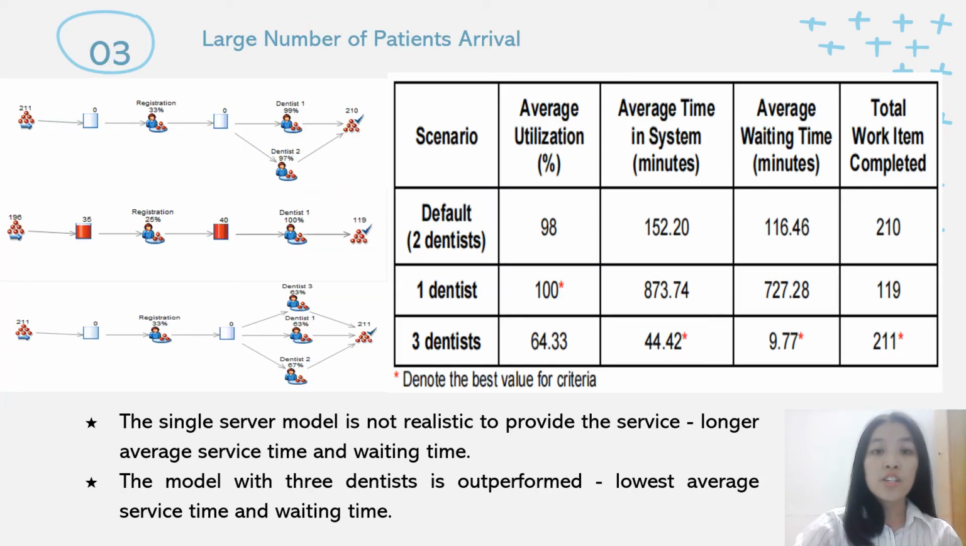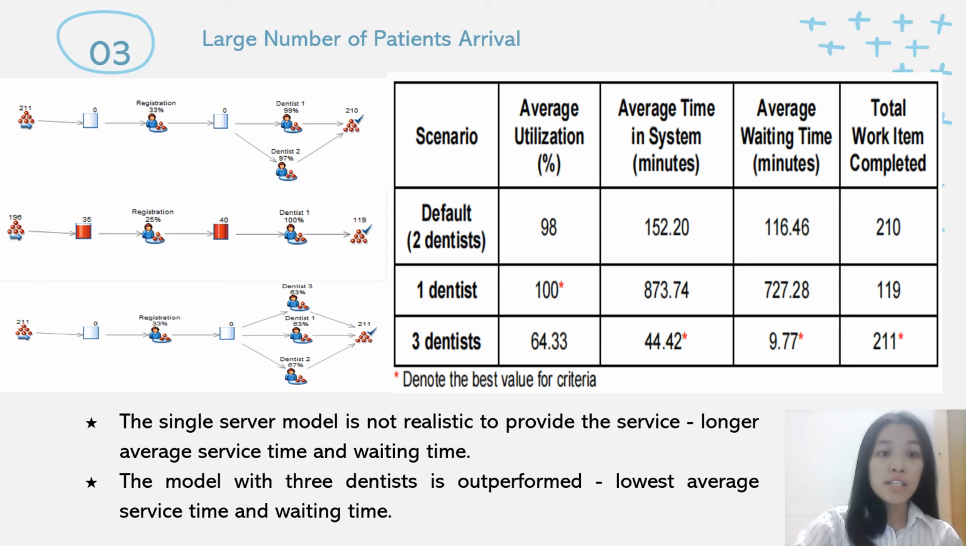The third scenario is a large number of patient arrivals. It can be observed that the default model with double arrival rate shows no bottleneck, while the single server with double arrival rate shows a full bottleneck, as there are 196 patient arrivals, but only 119 patients complete the dental services, with utilization of 100%.